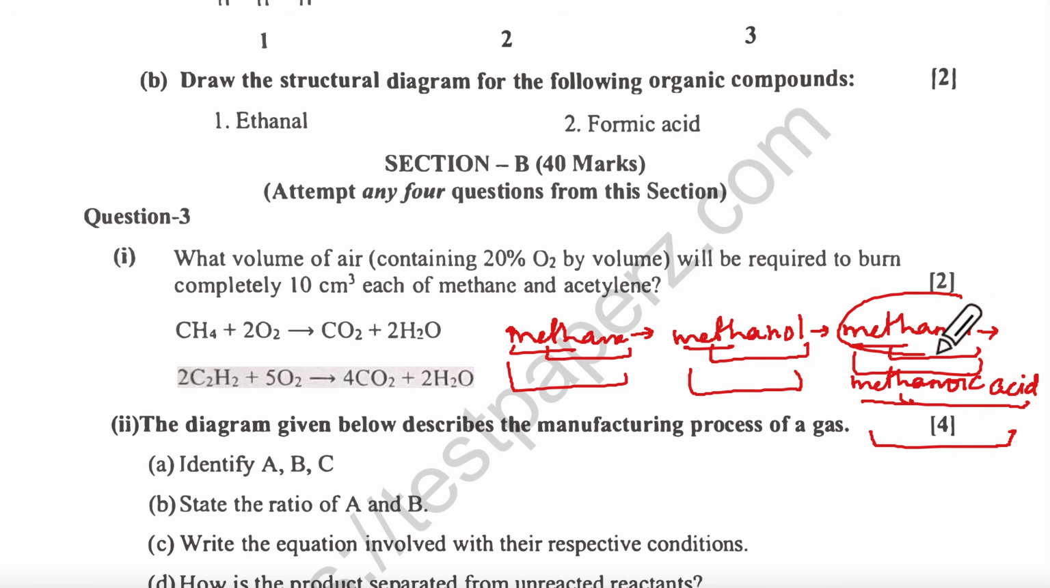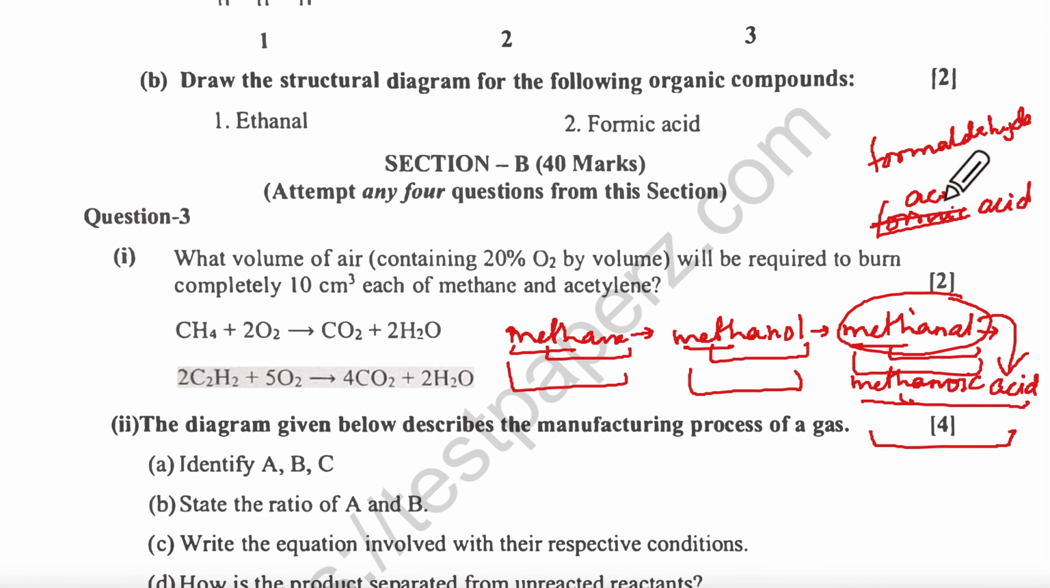Now the name of the aldehyde comes from which acid it forms. If it is forming formic acid, then the aldehyde is formaldehyde. If it is making ethanoic acid, meaning acetic acid, then it will be acetaldehyde. Understanding?